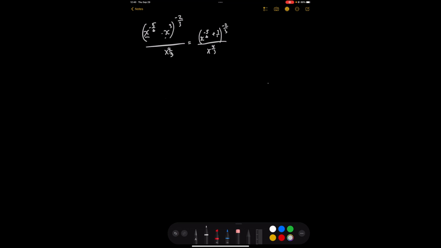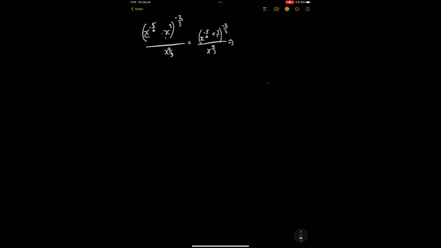First thing we're going to do is what we call the addition rule in exponents. So we're going to have x to the negative 5/6, because it's the same base, plus 3, all to the power of negative 2/3 over x to the 4/3. Now we have 3, that's 3 over 1. So now we do what we call the common denominator, the least common multiple. In this case, it is 6.